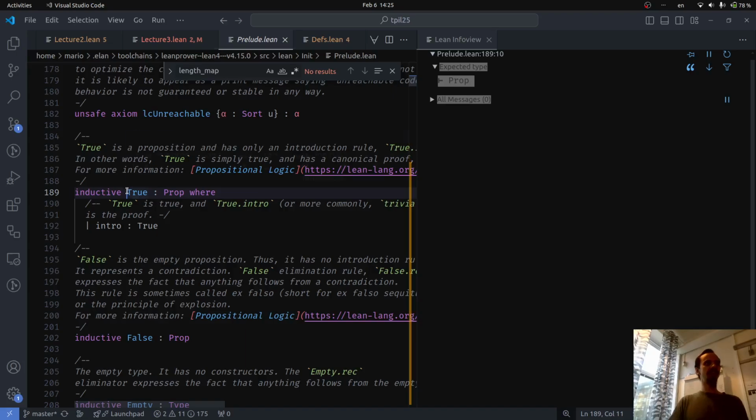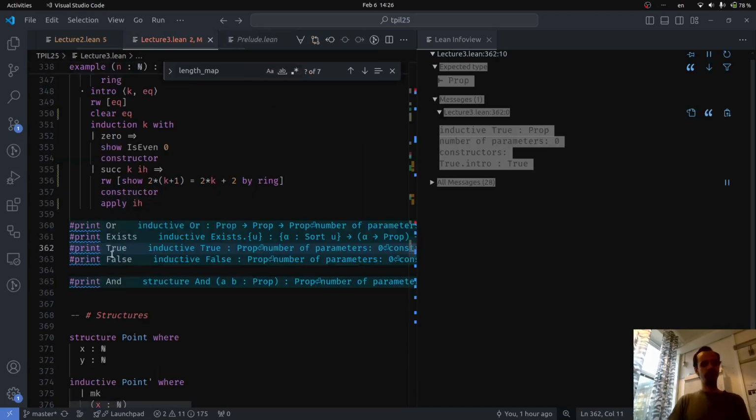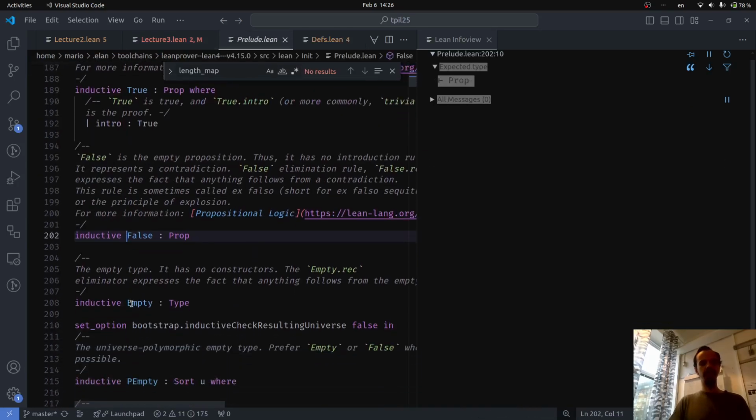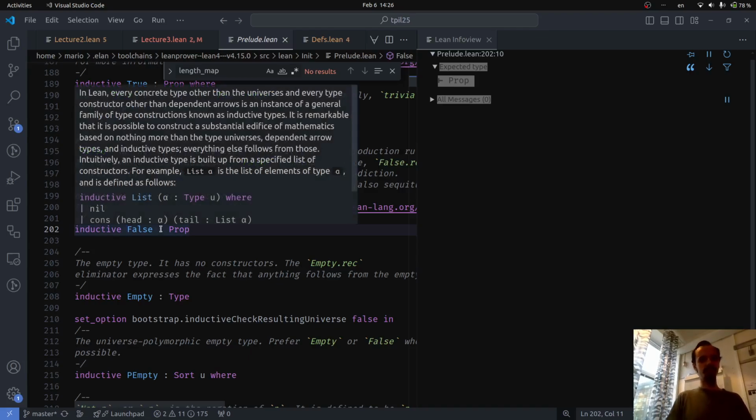True is an inductive type that has one constructor, which is true intro, also known as trivial. False is an inductive type that has no constructors at all. So the recursor for this says, well, if you prove something for all of the zero constructors of this type, then whatever you want holds. So that's the principle of explosion.